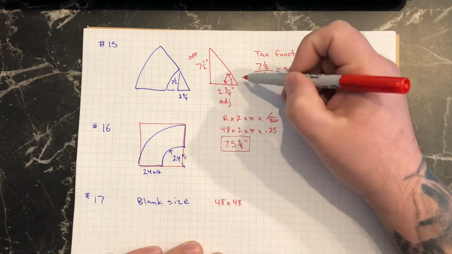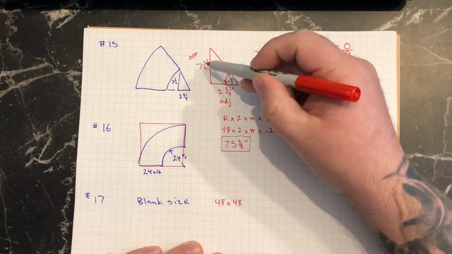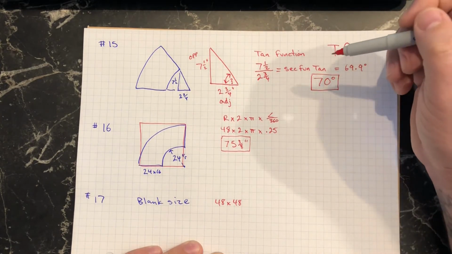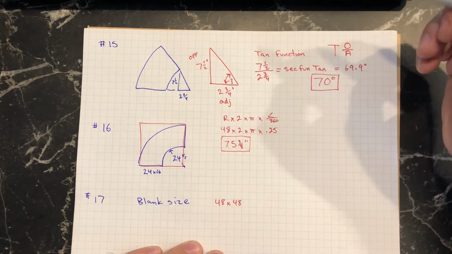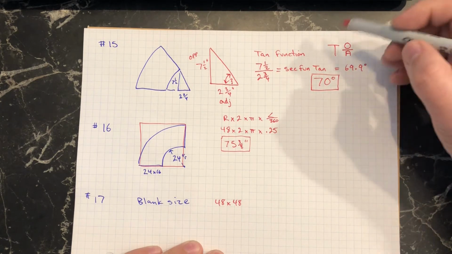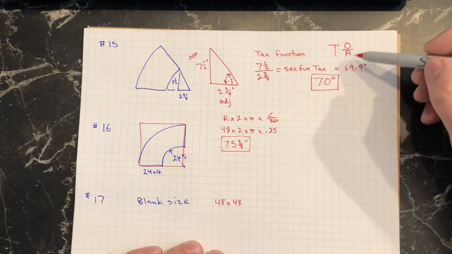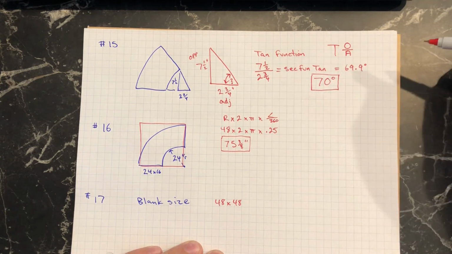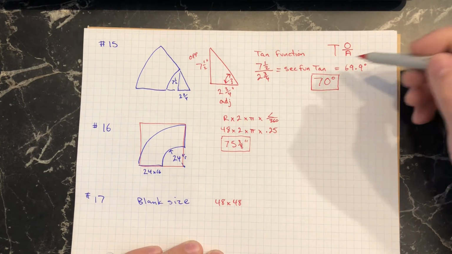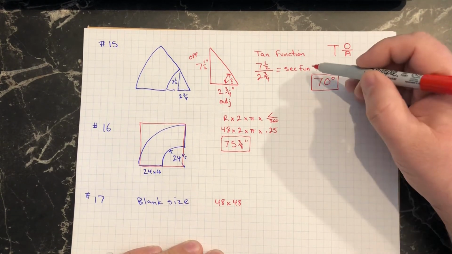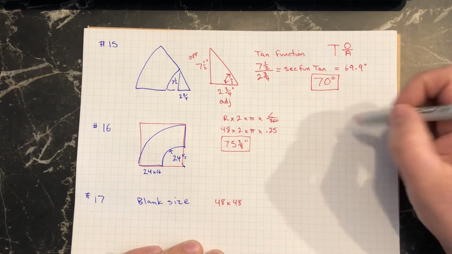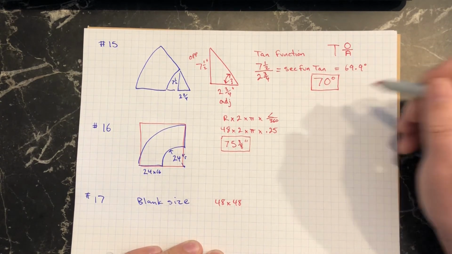So if this is the angle, this is adjacent to the angle, and this is opposite of the angle. So adjacent and opposite is TOA, or tan function. And I wrote it out like this so we can see opposite over adjacent. So it's going to be 7.5 divided by 2 3/4 equals, and then second function tan gives us 69.9 or 70 degrees. So it's a 70-degree elbow.